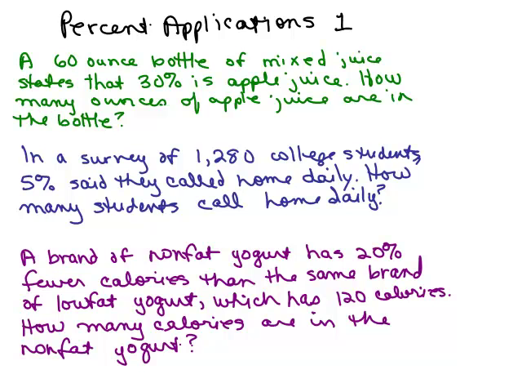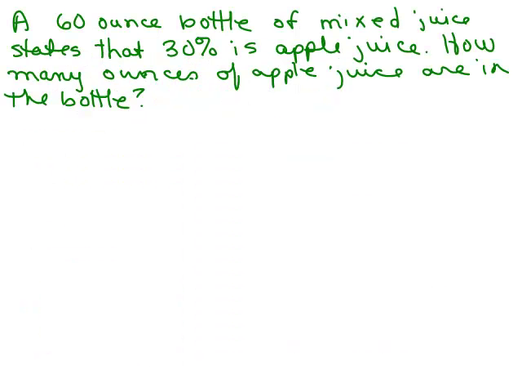We're going to work on some percent applications, and we're going to do these three problems in this video. So here's the first one. A 60-ounce bottle of mixed juice states that 30% is apple juice. How many ounces of apple juice are in the bottle?